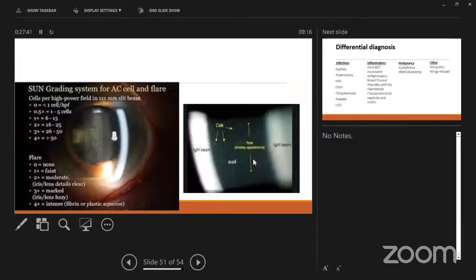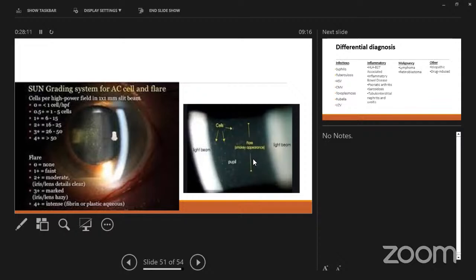So this is the SUN grading, the SUN classification, for AC cells and flare. A 1 by 1 mm slit is performed with slit lamp oblique illumination at 60 degrees, projected onto the iris, and then we can see the grading: grade 0 is less than 1 cell, 0.5 plus is 1 to 5, 1 plus is 6 to 15, 2 plus is 16 to 25, 3 plus is 26 to 50, and 4 plus is more than 50.